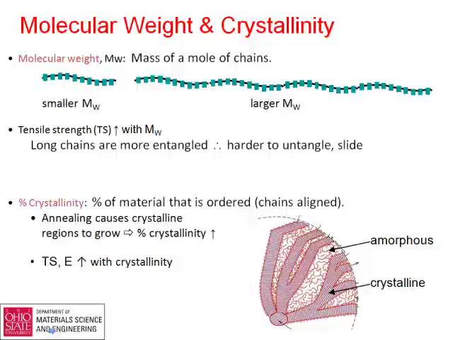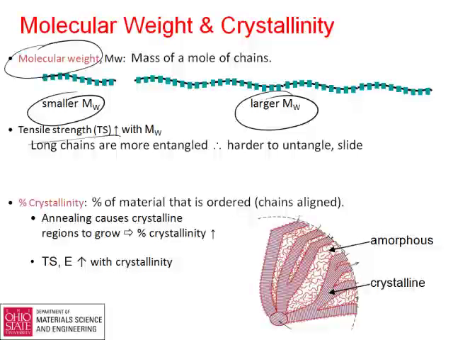The other things that matter are the molecular weight, that is the degree of polymerization, the number of repeat links in the chain. This is a small molecular weight. This is a much larger molecular weight. Higher strength, higher stiffness, higher property polymers generally have higher molecular weights. Tensile strength increases with molecular weight because the chains are more entangled. You're relying more on the covalent bonding versus the secondary bonding. So they're harder to untangle, they're harder to slide, and that causes strength to go up fairly significantly.